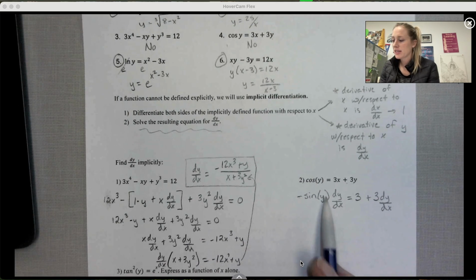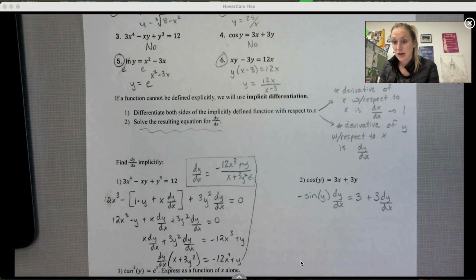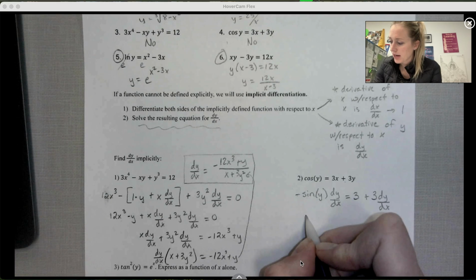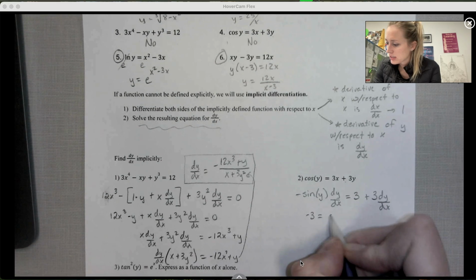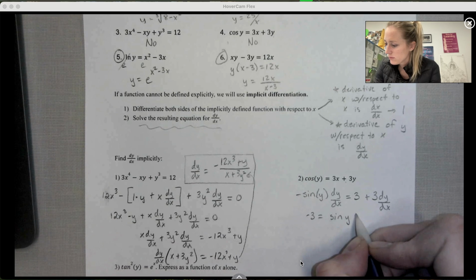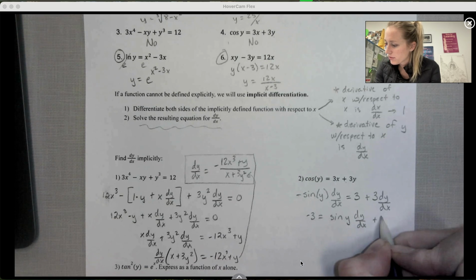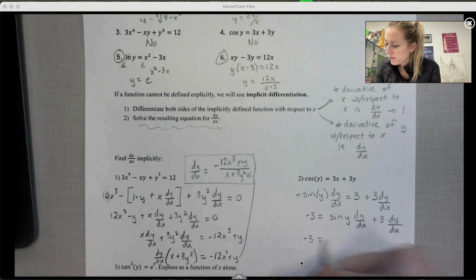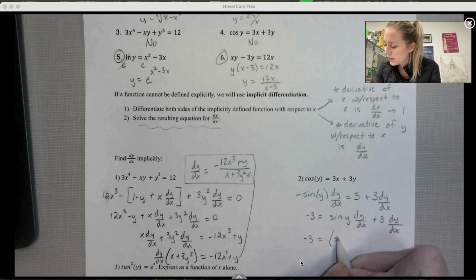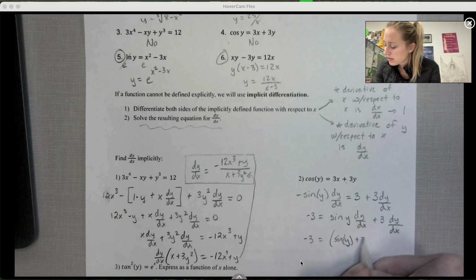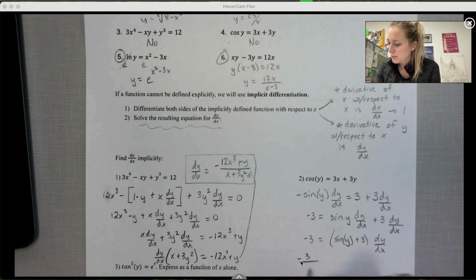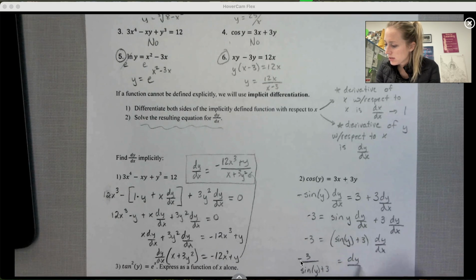Okay, so I need the dy dx's on one side, and then I'm going to factor it out to get it by itself. So I'm going to add the sine over here and subtract the 3 over here. So we've got negative 3 equals sine y dy dx plus 3 dy dx. Factor out the dy dx. So I've got sine y plus 3 dy dx, and then divide to get dy dx by itself. So we got negative 3 over sine of y plus 3 equals dy dx.